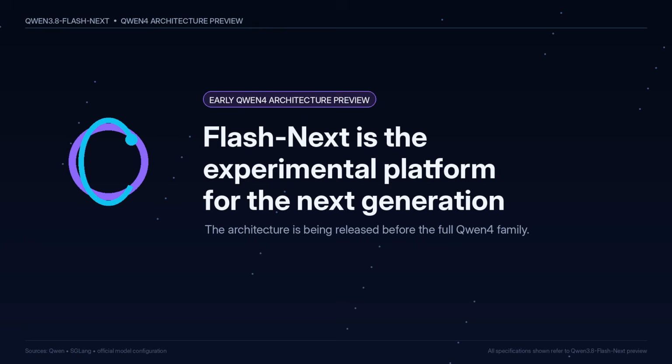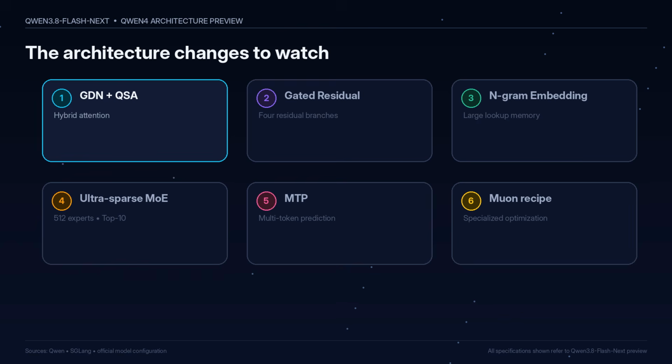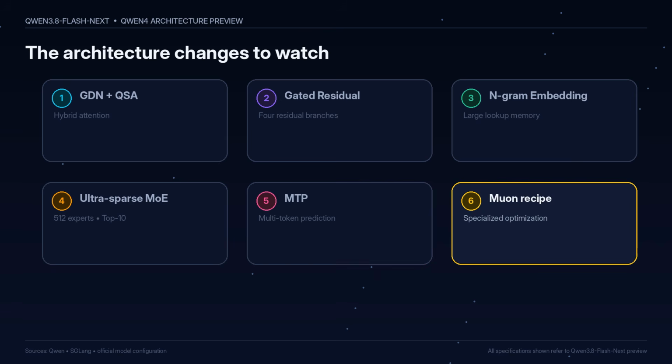Now Alibaba is doing the same thing again. Qwen3.8 Flash Next is effectively their experimental platform for the next architecture. And this time the major changes are gated DeltaNet plus Qwen Sparse Attention, gated residual, engram embeddings, ultra-sparse mixture of experts, multi-token prediction, and a new training recipe based around the Muon optimizer.